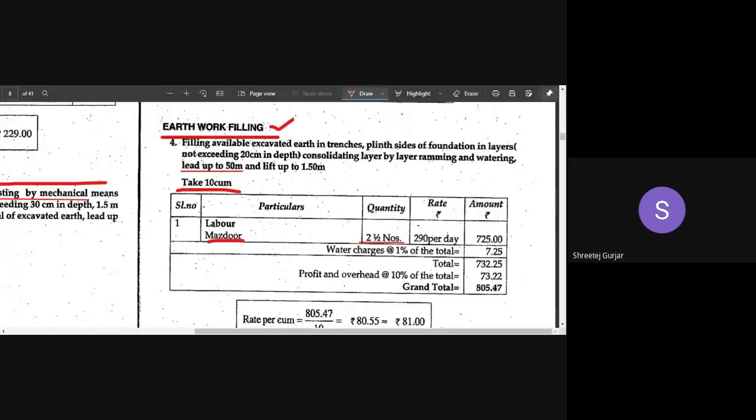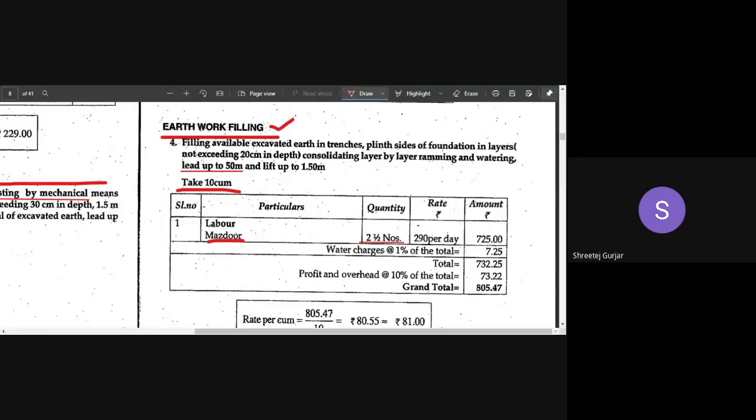Common sense. Does excavation require more effort or does backfilling require more effort? Backfilling requires less effort, right? It is just pouring back or filling back your material. There is no excavation required. Hence, there will be a lesser number of mazdoors required for us.